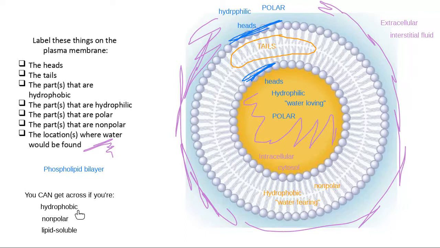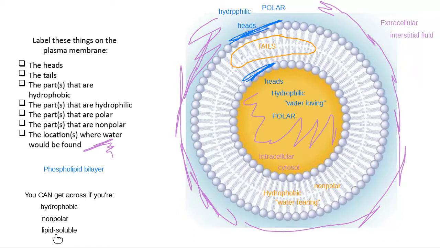If I tell you that you've got a chemical that's hydrophobic, sweet. I don't care what that chemical is. I know that it's hydrophobic. I know that it can get across the membrane. Or if I tell you that a chemical is nonpolar, you don't care what that chemical is. You know it can get across the membrane because it's nonpolar. Same thing with lipid soluble. If I tell you that something's lipid soluble, that can get across the membrane. So wink, wink, nudge, nudge.